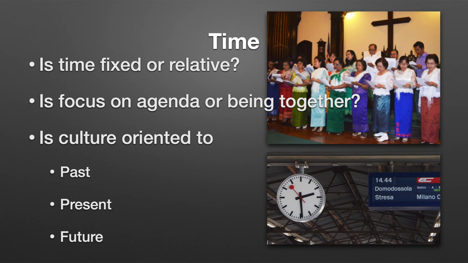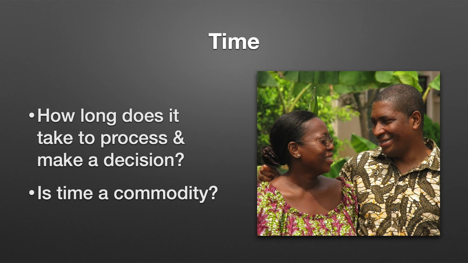Time, as you may know, is perceived in different ways in different places. So is time fixed or is it relative? Is there an emphasis on being together or on following the clock? You'll find in some cultures that it doesn't matter when you start and stop. The emphasis is on the fact that you are together, and so that's okay, and meetings or events can go on for a very long time. Is the culture oriented to the past, the present, or the future? Also related to time, how long does it take to make a decision?